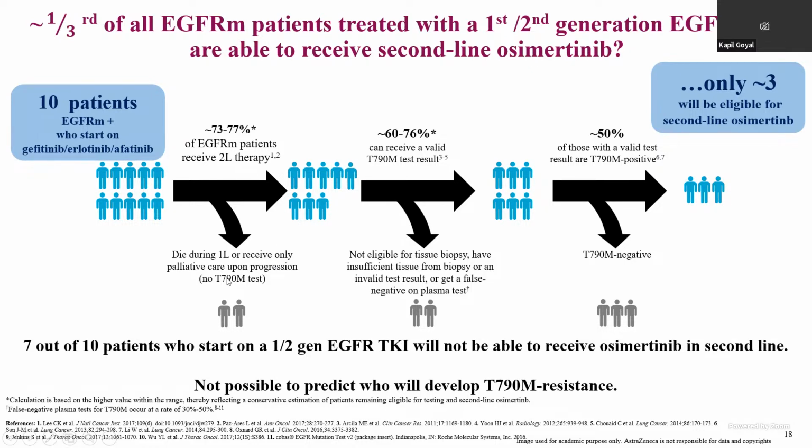Approximately 30% of patients die during the first line treatment, or they receive only palliative care upon progression due to poor PS. Of the remaining 75% of the patients, only 60 to 75% receive a validated T790M test result. Other patients are not eligible for tissue biopsy, do not have good quality tissue available, are lost to follow up, have financial issues, or get a false negative liquid biopsy test, so they do not get a reliable result. Even among those who get a good T790M test, only 50% are actually T790M positive and able to get osimertinib in the second line, and the rest are T790M negative. Combining all three, out of the 10 patients, only 3 are able to get osimertinib in their second line. Hence, it is important that we give the benefit of osimertinib in the first line itself.